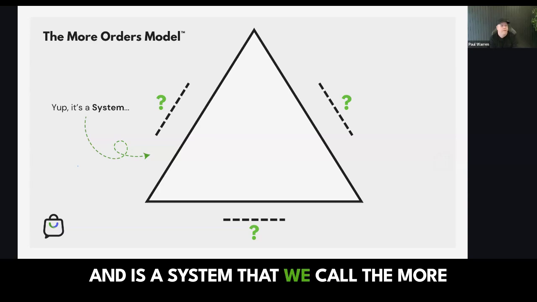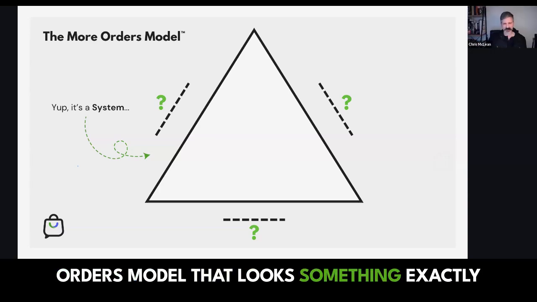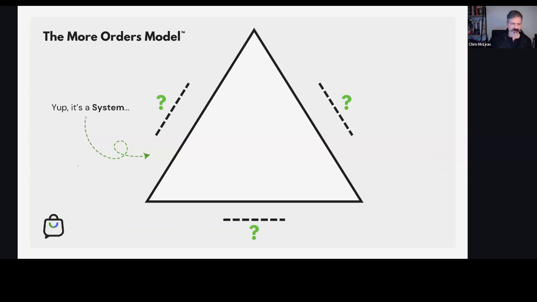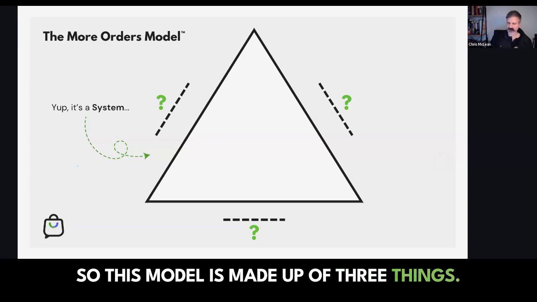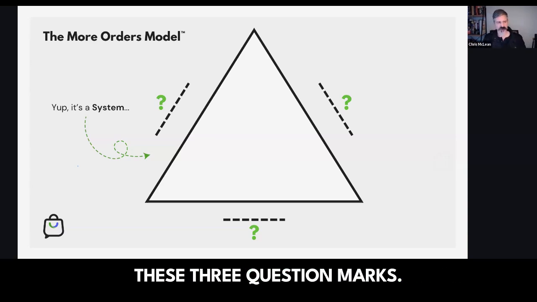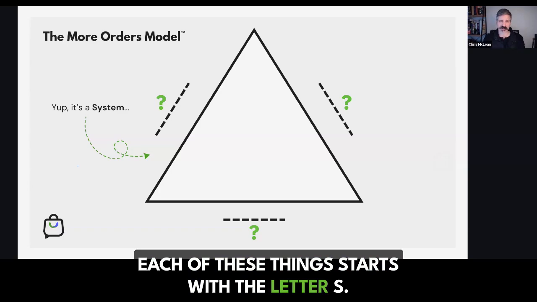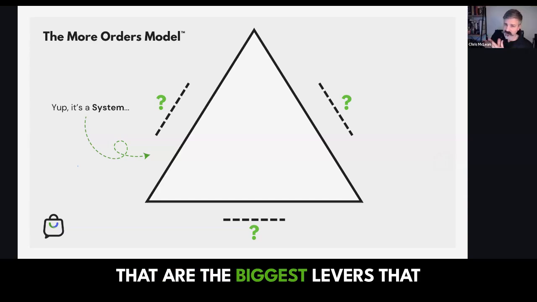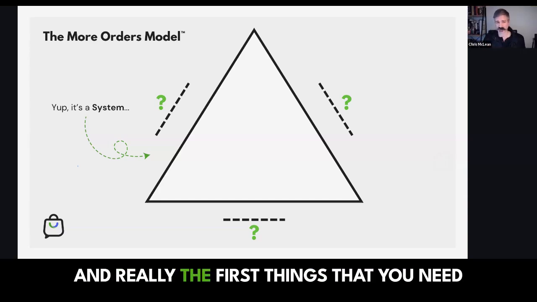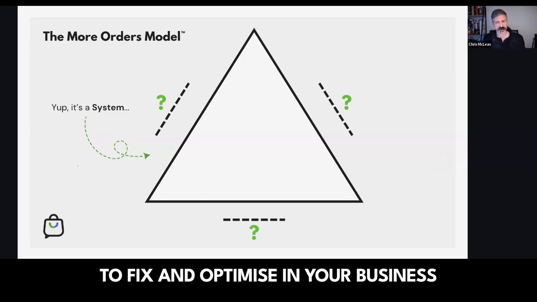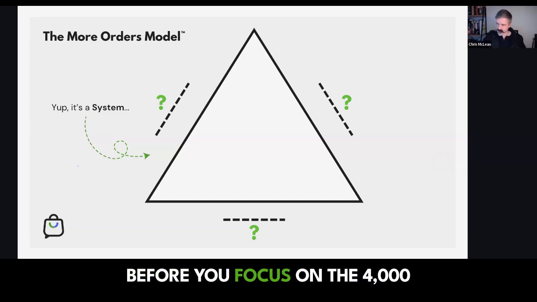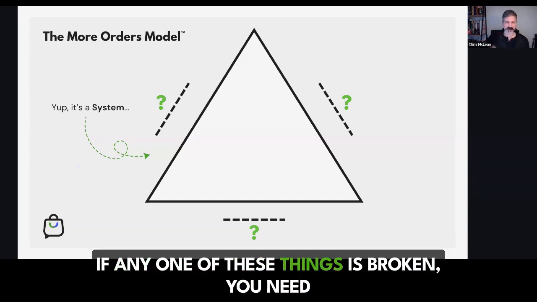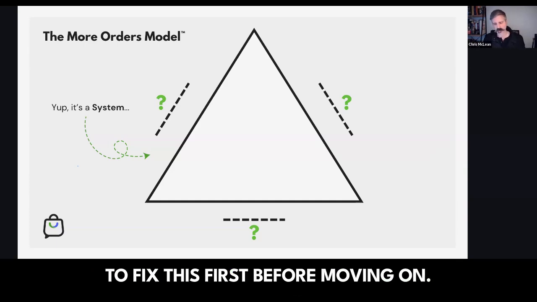And it is a system that we call the More Orders Model that looks something exactly like this triangle on the screen here. So this model is made up of three things, these three question marks. Each of these things starts with the letter S. And these are the three things that are the biggest levers that you can pull in your business, and really the first things that you need to fix and optimize in your business before you focus on the 4,000 other things that you could be doing. If any one of these things is broken, you need to fix this first before moving on.